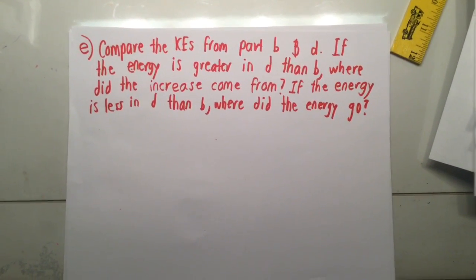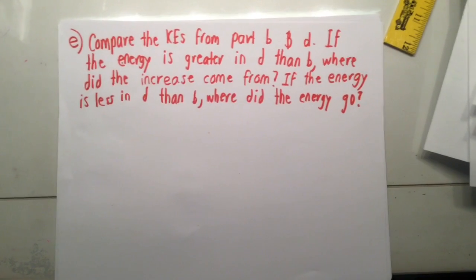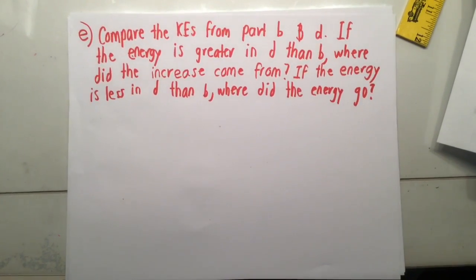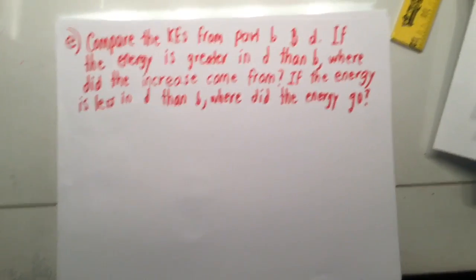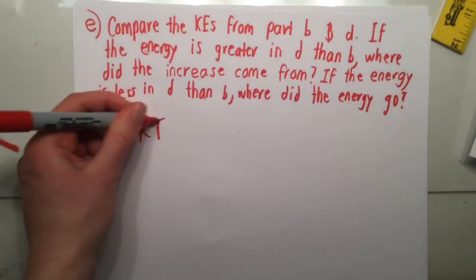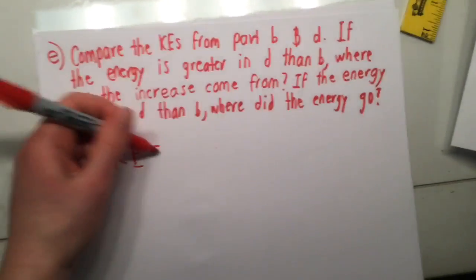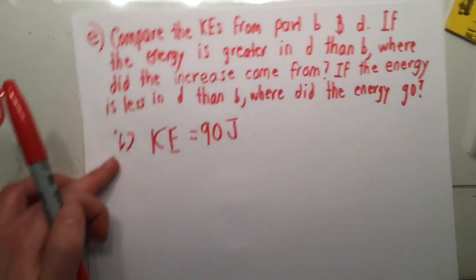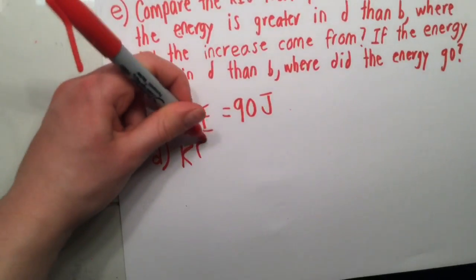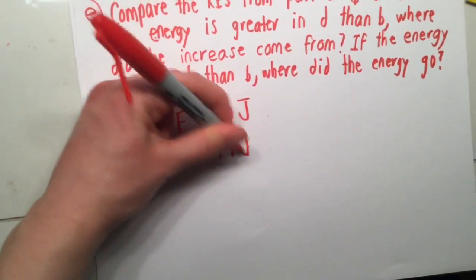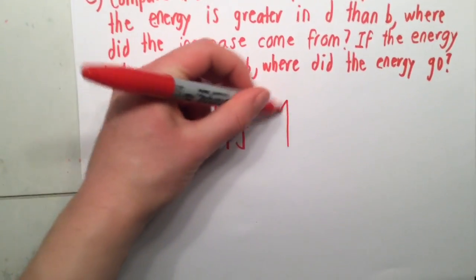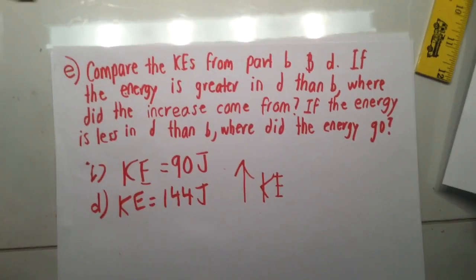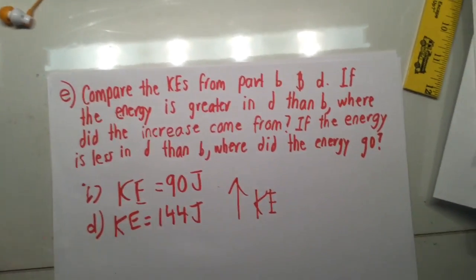Finally, part E says, compare the kinetic energies from part B and part D. If the energy is greater in D than B, where did the increase come from? Or if the energy is less in D than B, where did the energy go? So looking back, kinetic energy from part B was 90 joules, and from part D, kinetic energy was 144 joules. As we can see, there was an increase in kinetic energy from part B to part D. Since there was an increase, where did this increase come from?